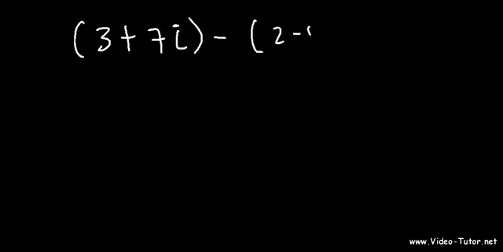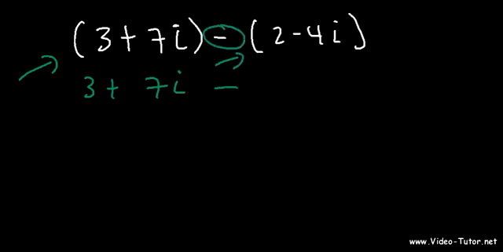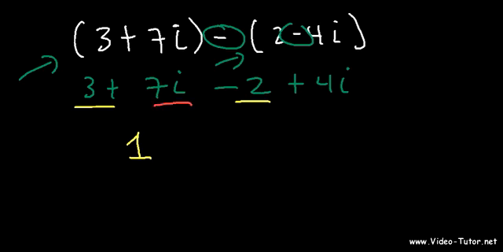Now what about subtracting imaginary numbers? So let's say if you have 3 plus 7i minus 2 minus 4i. So there's nothing in front of the parentheses on the left side, so we can just open it. This is 3 plus 7i. Here, distribute the negative sign. So it's negative 2 plus 4i, because you have two negatives here. And then combine like terms. 3 plus negative 2 is 1. And 7i plus 4i is 11i.